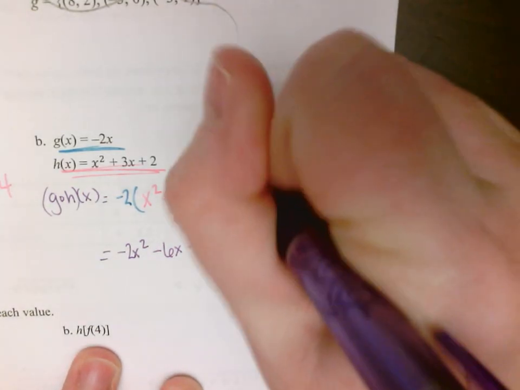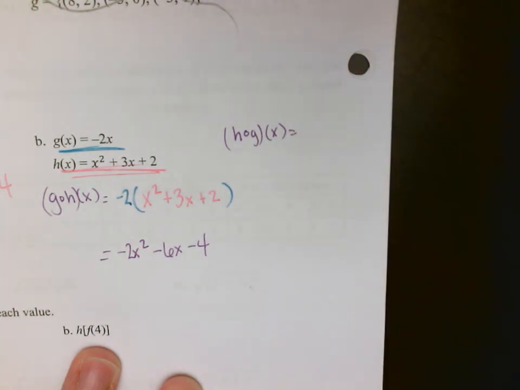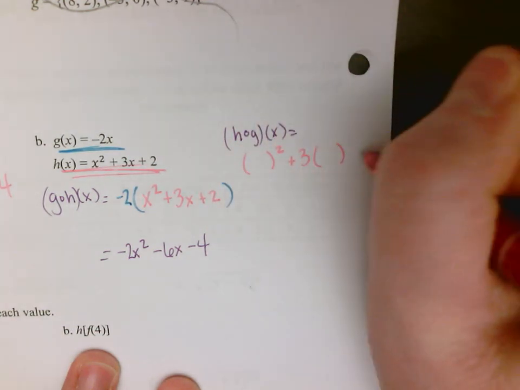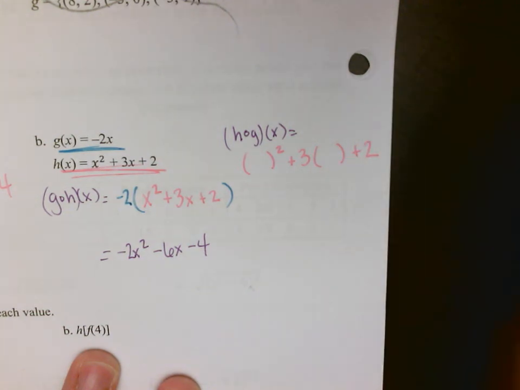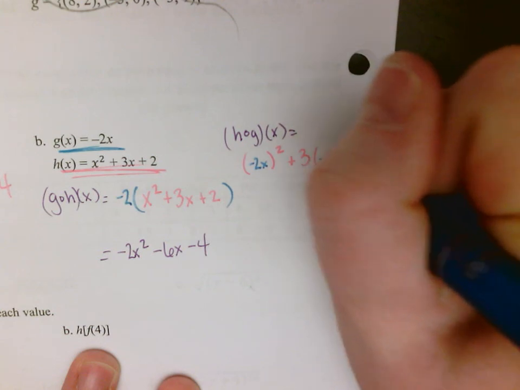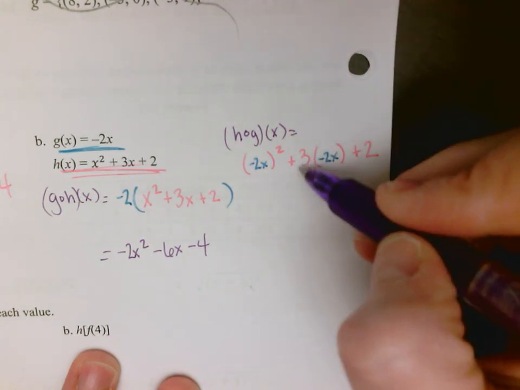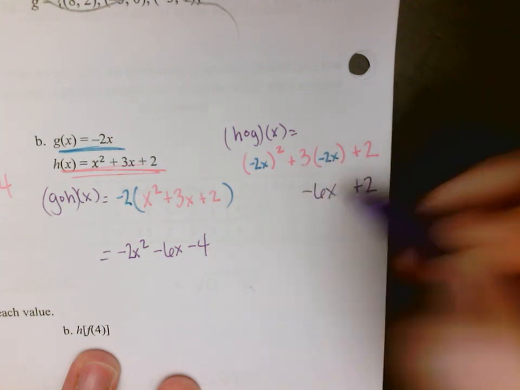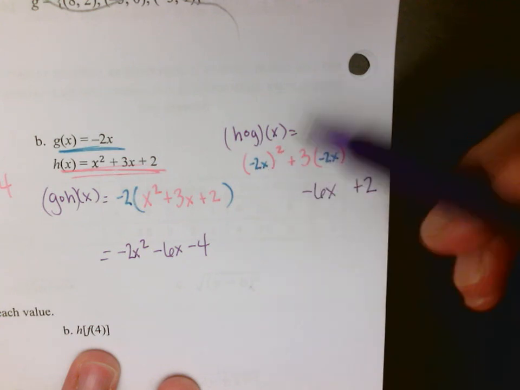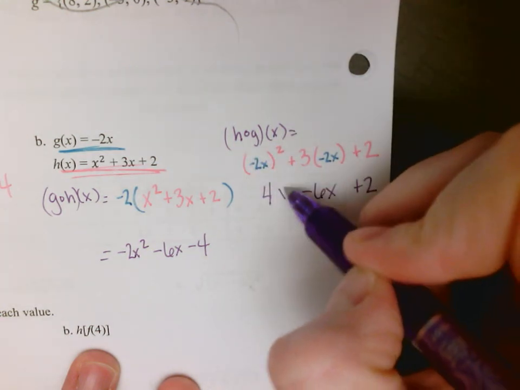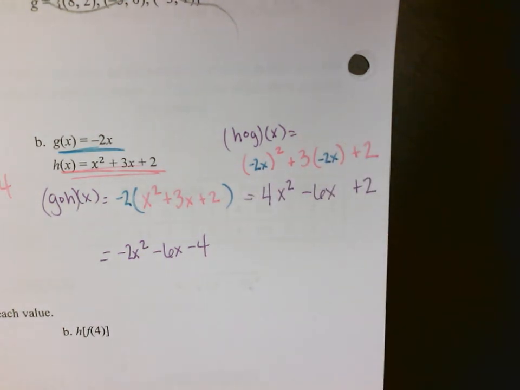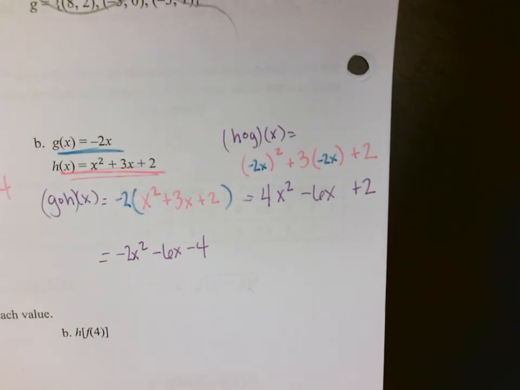So this next one, H composite G of x equals: in H, the things that do not change, squared plus 3 times something plus 2. Inside the parentheses, I'm going to put negative 2x. So here, I'm going to get a plus 2. 3 times negative 2x is negative 6x. Negative 2x squared is 4x squared. You have to take negative 2x times negative 2x, and that's my final answer for H composite G. Make sure you plug the second letter into the first one.